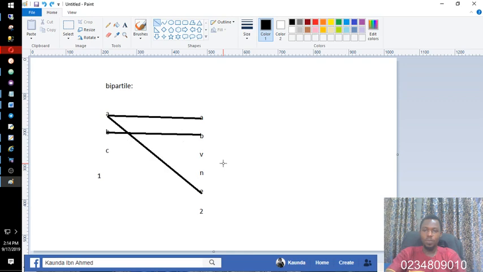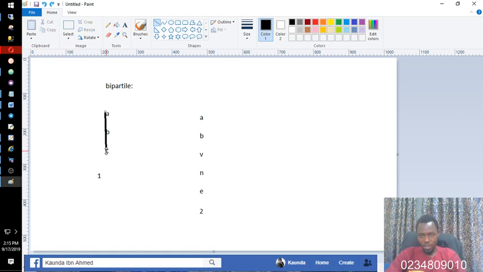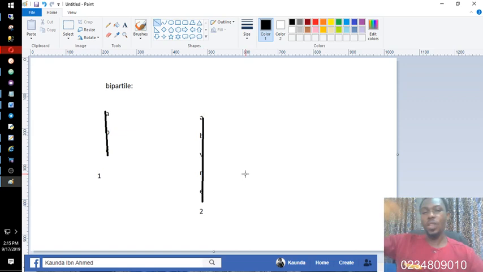This cannot connect to this. This cannot connect to this. There's no connection here, and there's no connection here. That is by pattern. Two sets, this can connect multiple ways into this. This can also connect different ways into this, but within themselves they can't.